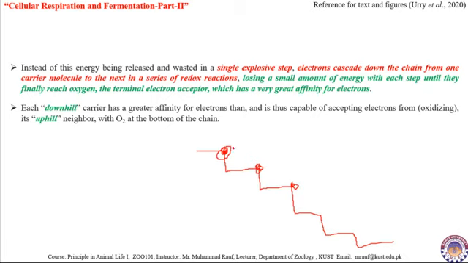The successive carriers have more electronegativity, and this whole story ends with oxygen, which has the highest electronegativity values of all the carriers in the chain. So as the electrons move from one carrier to another carrier, these electrons lose part of their energy.